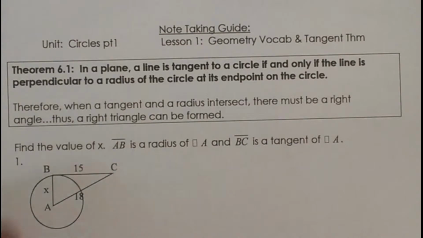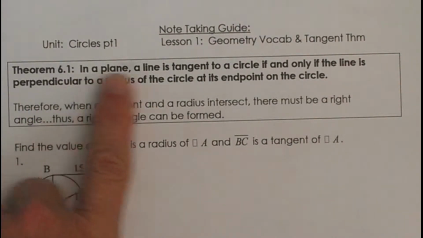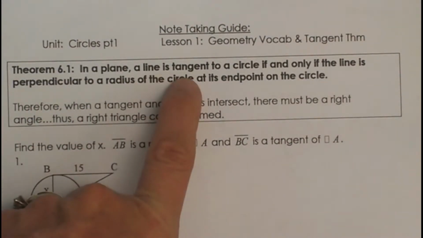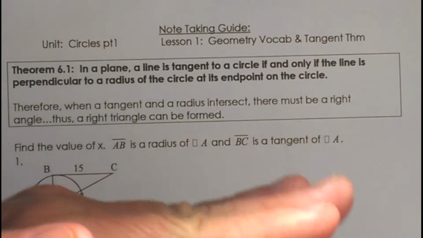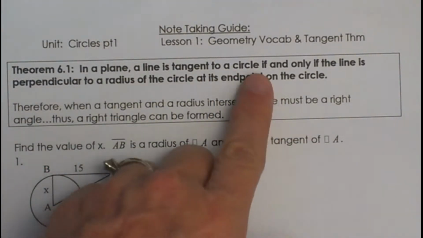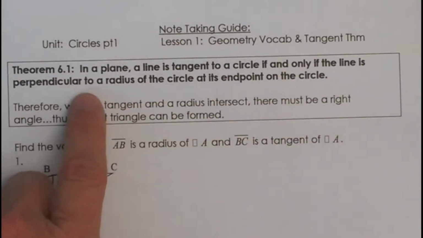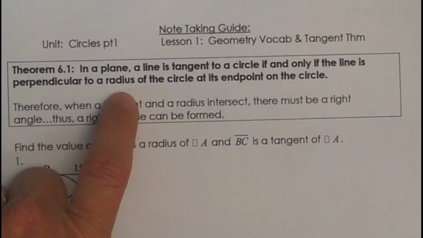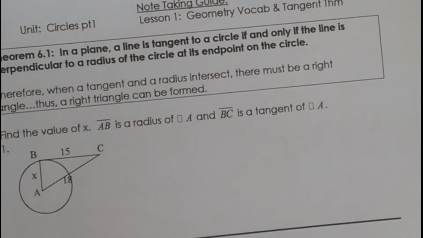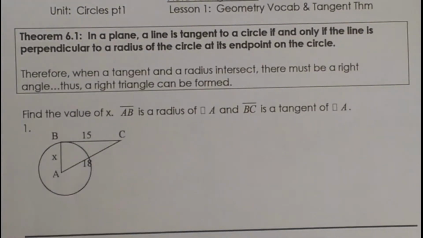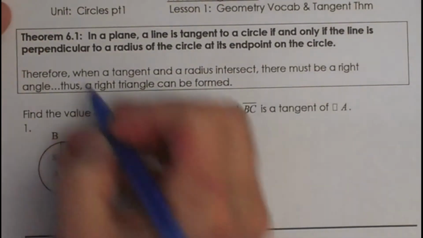Okay, let's read through this tangent theorem. It says, in a plane, a line is tangent to a circle. So in other words, a line touches a circle in one spot if and only if the line is perpendicular to the radius. So when you have a line and it's tangent to the circle, it's also going to be perpendicular, which means it forms a right angle with the radius.